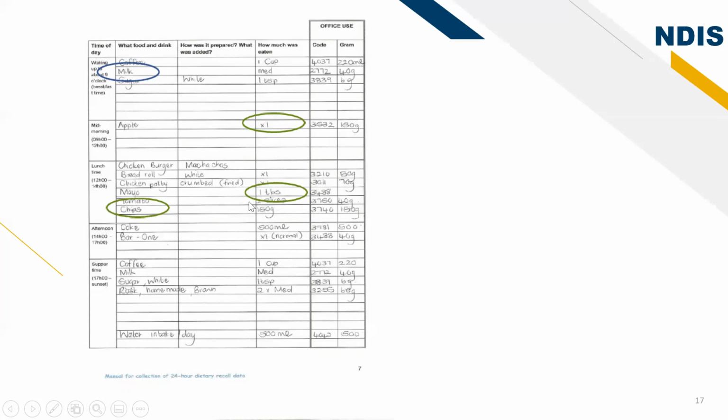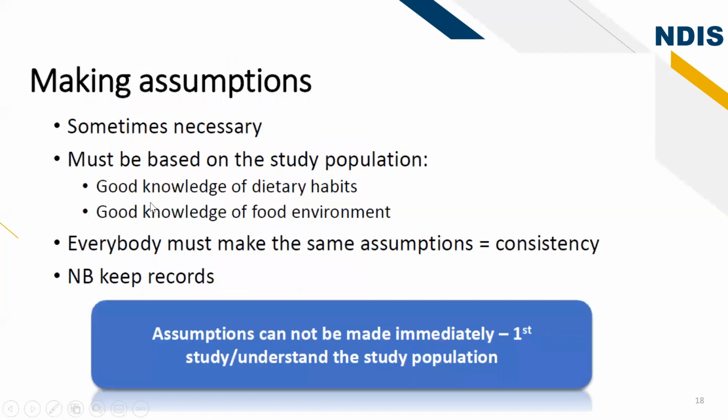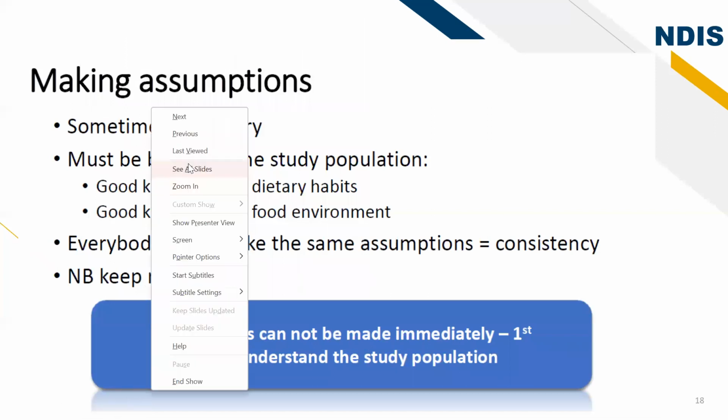And also with the tomato, because there's 1 slice, is it a thick or a thin slice? So there's also an assumption to be made. What type of slice is always on a burger?